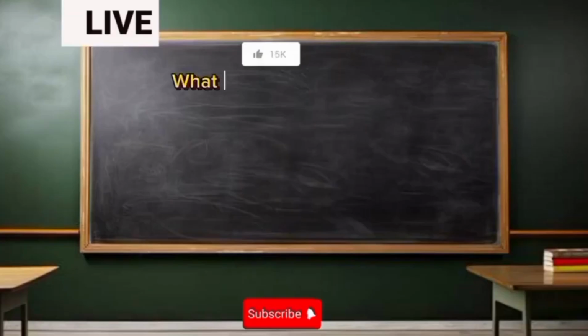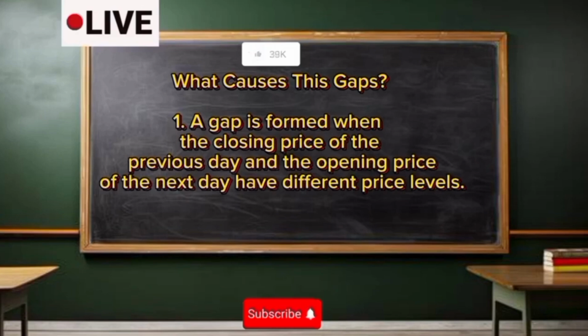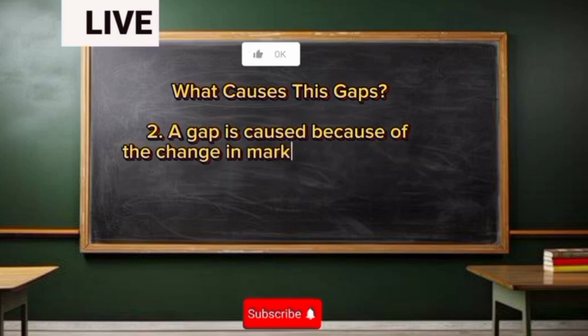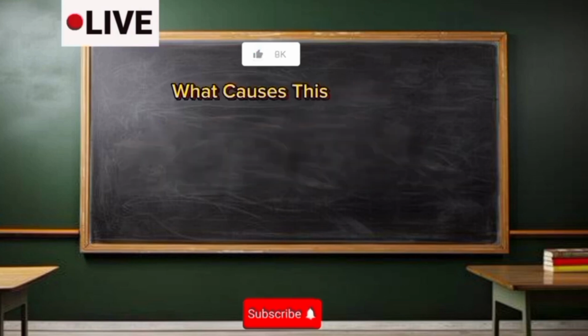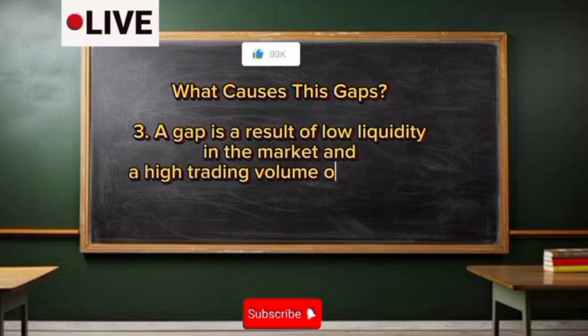Okay, and so guys, a gap is formed when the closing price of the previous day and the opening price of the next day have different price levels. So that is the reason why sometimes we can find a gap. A gap is caused because of the change in market fundamentals when the market closes. And therefore, a gap can also be a result of low liquidity in the market and a high trading volume of the stock.